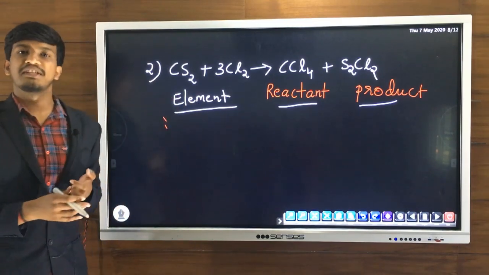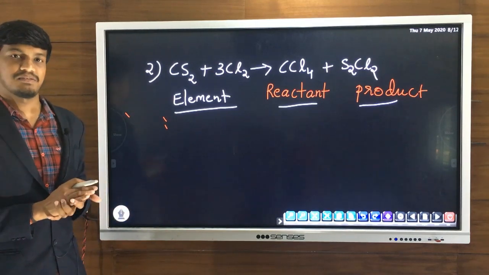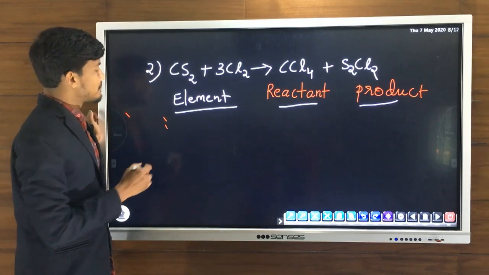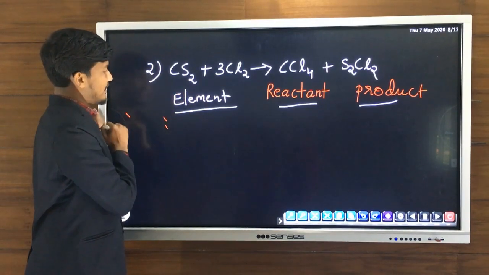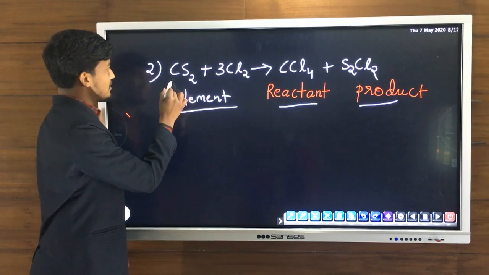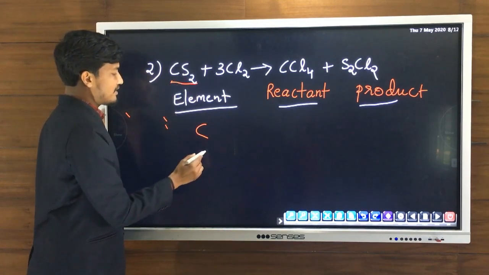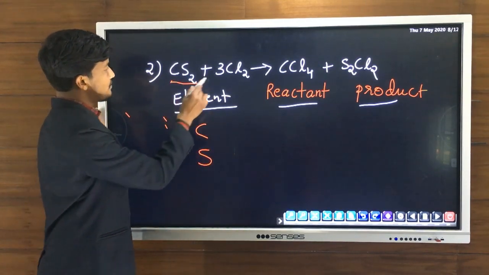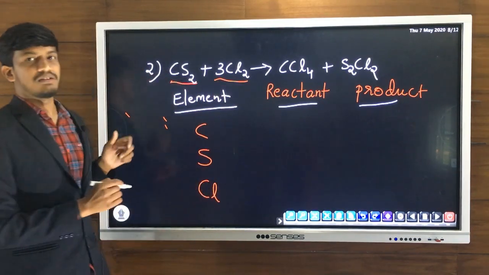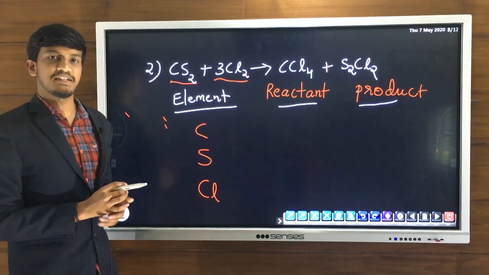We don't need to find out the names of the reactants and products. We have to count only the number of atoms. So which atoms are present in this equation? From CS2, first C, carbon, then capital letter S, that is sulfur, and from the second reactant Cl, that is chlorine. So carbon, sulfur, chlorine, these are the 3 atoms present.